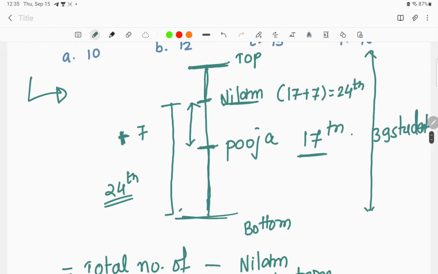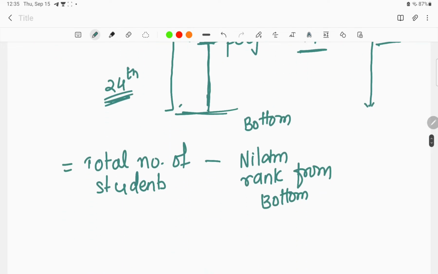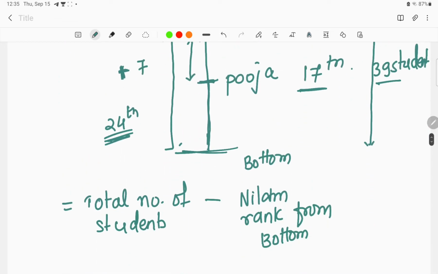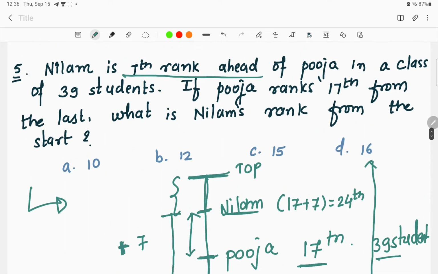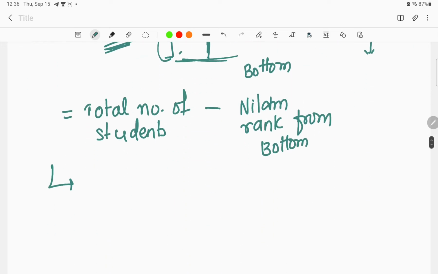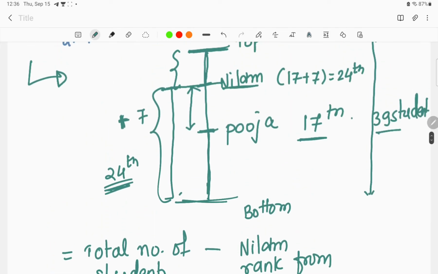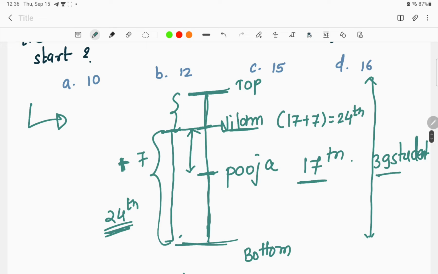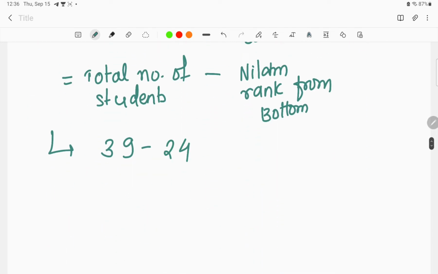Now if there are 39 students in the class, and we do 39 minus 24, we will get the rank of Neelam from the top. So from the total 39 students, we subtract Neelam's rank from the bottom, which is 24. Here we have to do plus 1 as well, that is for Neelam. So 39 minus 24 plus 1 is equal to the 16th rank.